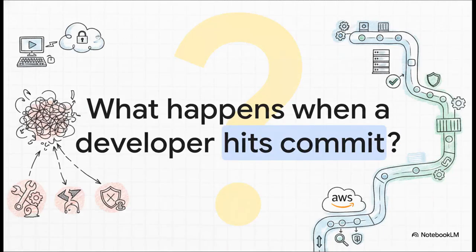So I want to pose a question to you to kick things off. What actually happens the very second a developer hits commit? In the olden days, that action kicked off a totally chaotic sequence of manual pain points. Developers had to manually pull code, run local builds, and literally cross their fingers that they didn't accidentally expose hard-coded credentials. It was incredibly slow and honestly pretty insecure. Well, today, we're going to look at an automated, highly secure AWS solution that completely eliminates all of that friction.